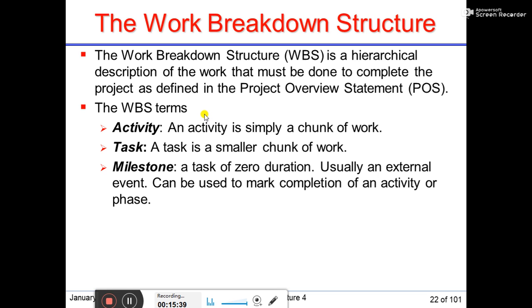The work breakdown structure is a hierarchical, tree-like description of the work that must be done to complete the project as defined in the project overview statement, or POS. WBS terms: an activity is simply a chunk of work. A task is a smaller chunk of work. A milestone is a task of zero duration, usually an external event used to mark completion of an event, activity or phase. So these three terms will be involved in the case of WBS.